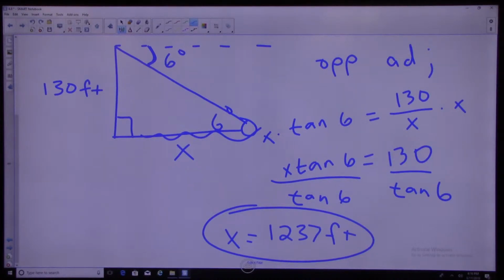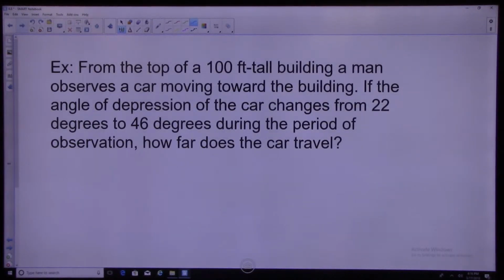Let's move on to the next example, I should say. This one's a little bit more difficult. Alright, so let's look at this guy. So, it says, from the top of a 100-foot building, a man observes a car moving toward the building. If the angle of depression of the car changes from 22 degrees to 46 degrees during the period of observation, how far does the car travel?